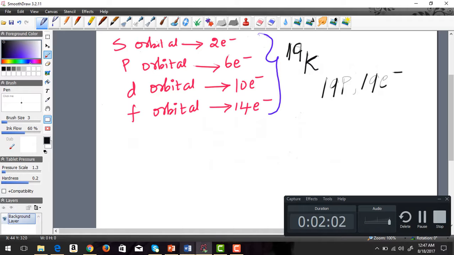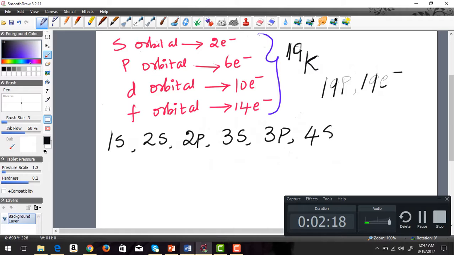1s, 2s, 2p, 3s, and 3p, and if you notice, that's where I reach my destination station. I have to get through this many stations to get to my potassium station, which is 4s.